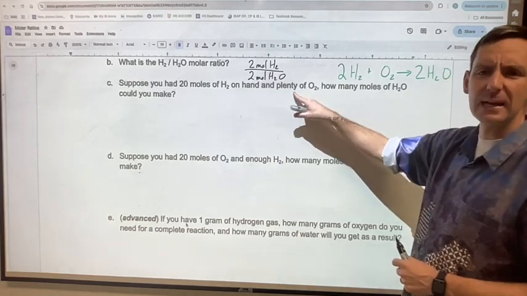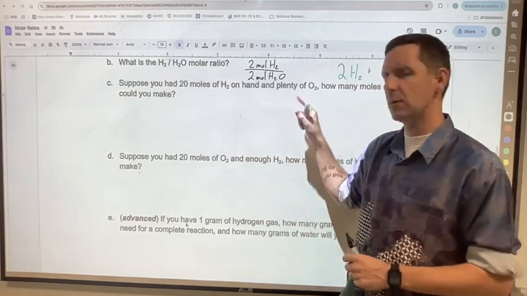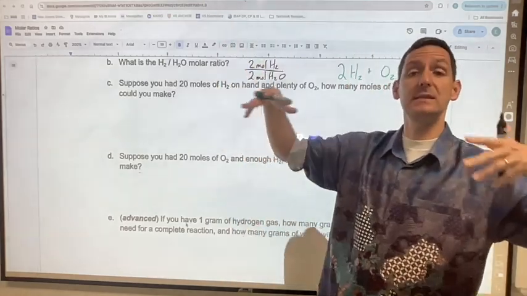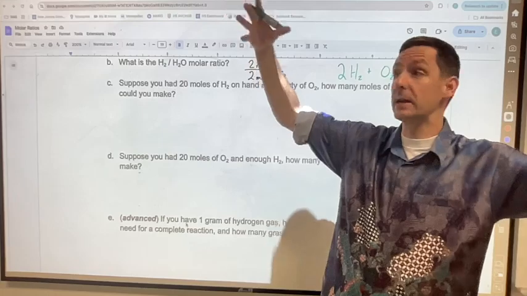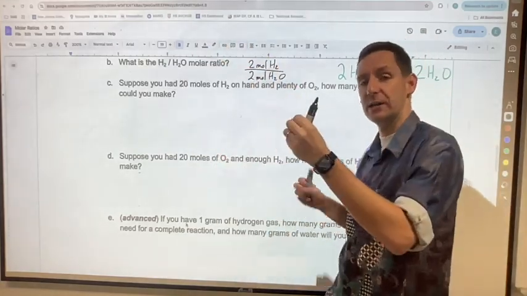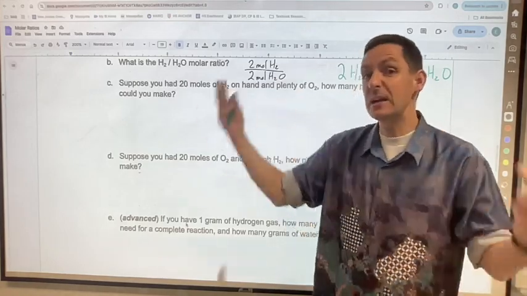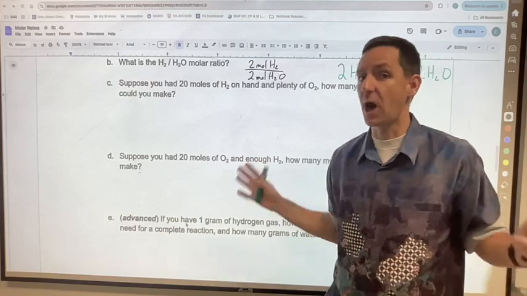Okay, so the next step is, suppose you had 20 moles of H2 on hand and plenty of O2. So it's saying that because when we burn this is when we do this, we're saying we have lots and lots of oxygen. Maybe this is done in the air where there's plenty of oxygen around here in the room. And so if I were to put hydrogen in here and then send a spark through, I would get that reaction to happen. And I have plenty of oxygen, so the amount of oxygen is not important.